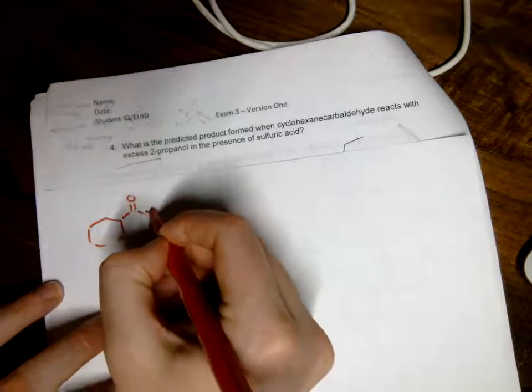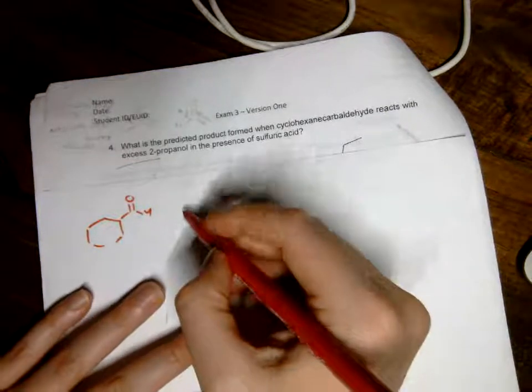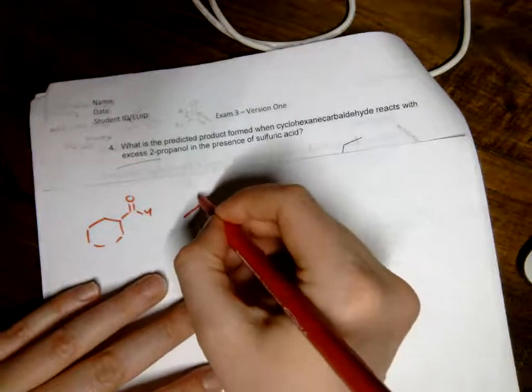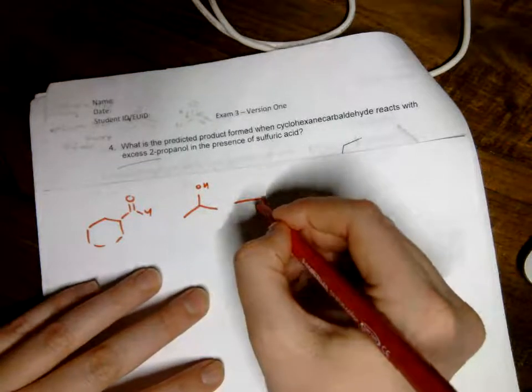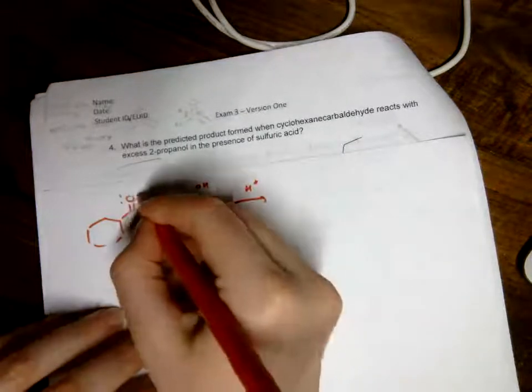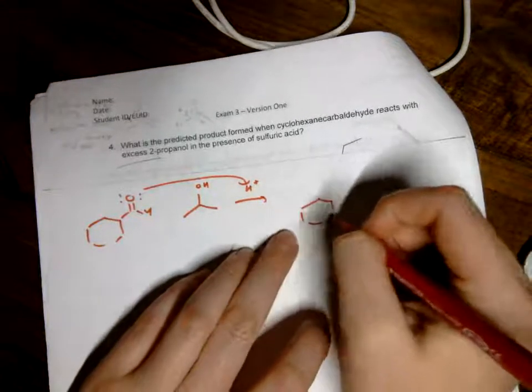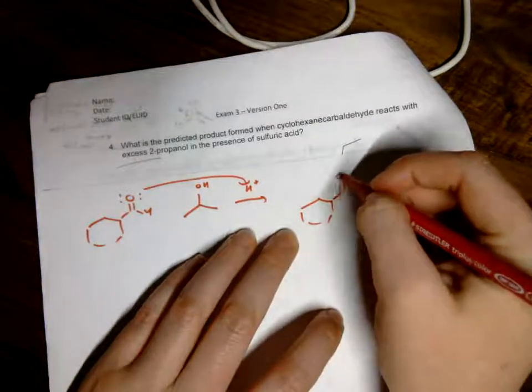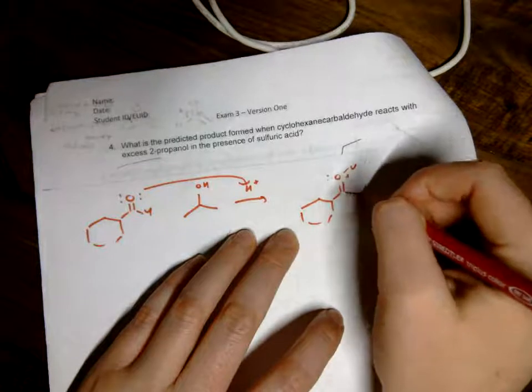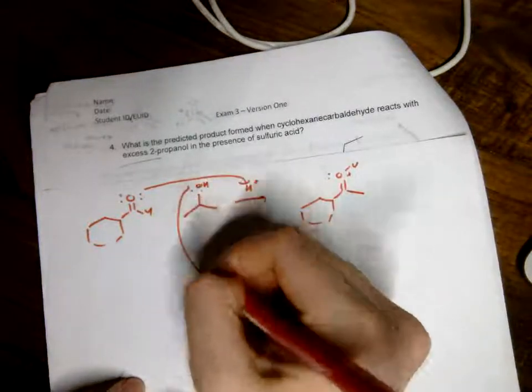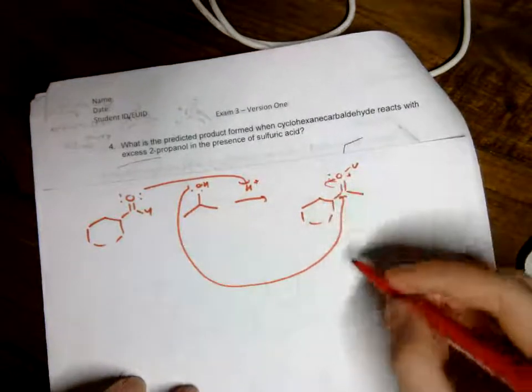What's the predicted product formed when cyclohexane carbaldehyde reacts with excess 2-propanol in the presence of sulfuric acid? So, this is acid catalyzed condition, so it's going to protonate probably first. And then your alcohol is going to attack.